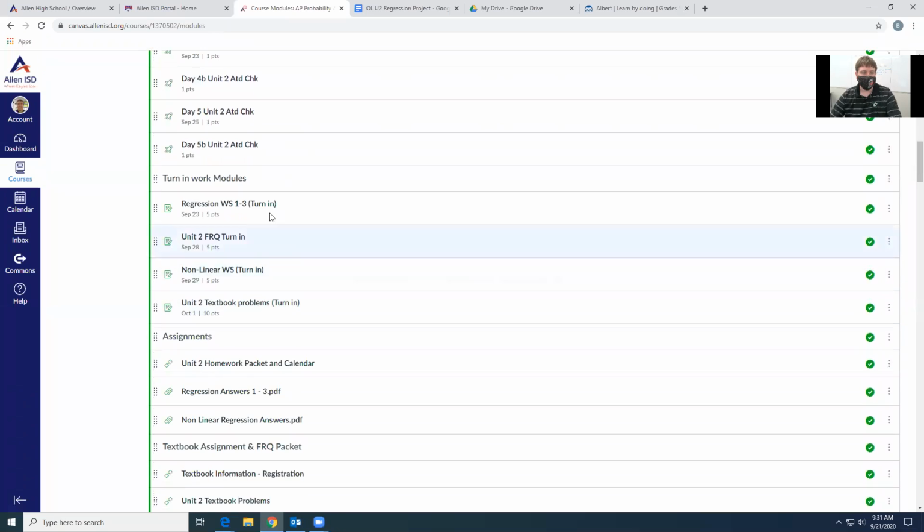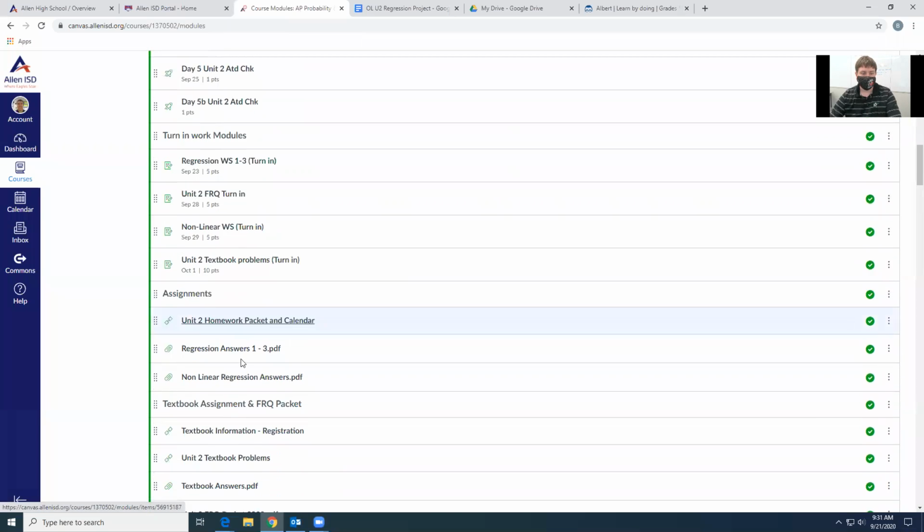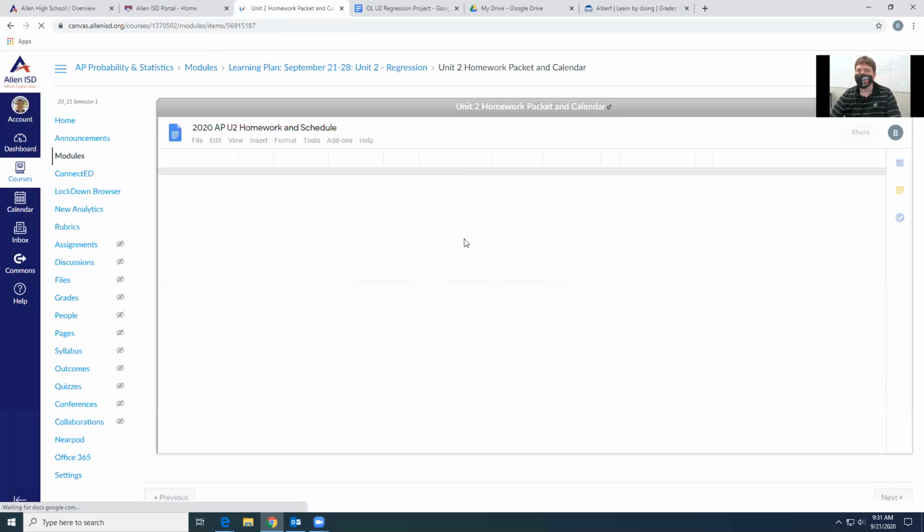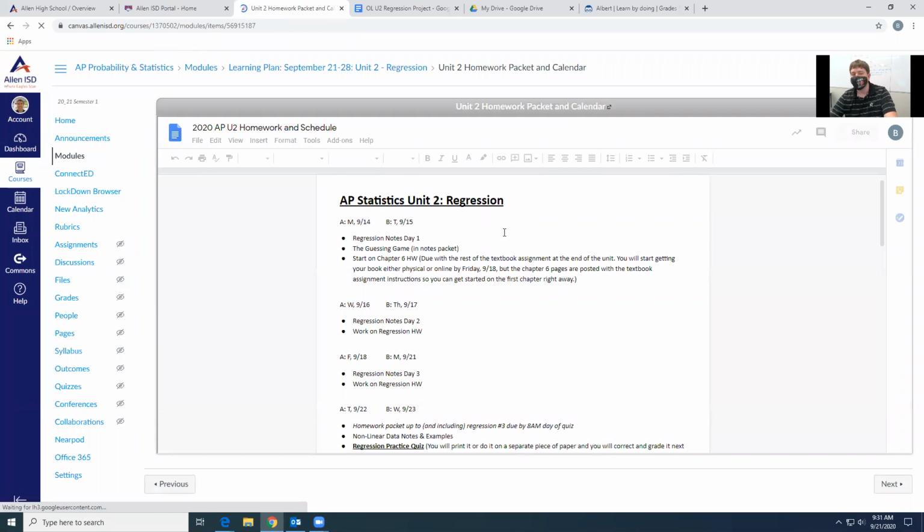The homework packet outline here. So where am I looking? There it is. Unit 2, homework packet and calendar. So if I click in here, remember the very first day gets you what stuff is due.